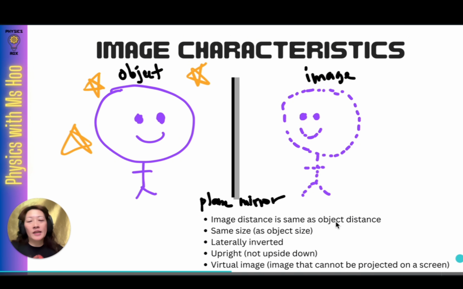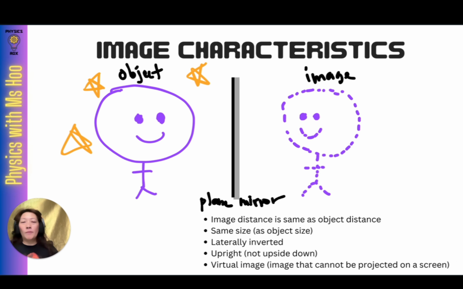First of all, the image distance is the same as the object distance. What does this mean? The object distance refers to how far away the object is from the surface of the mirror. This should be quite logical, right? So when we see ourselves in the mirror, how far away we stand from the mirror is equal to how far away our image appears to be from the mirror as well.